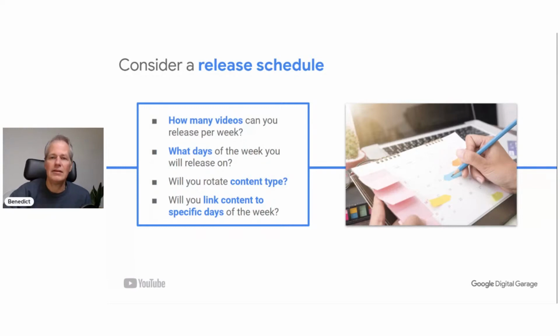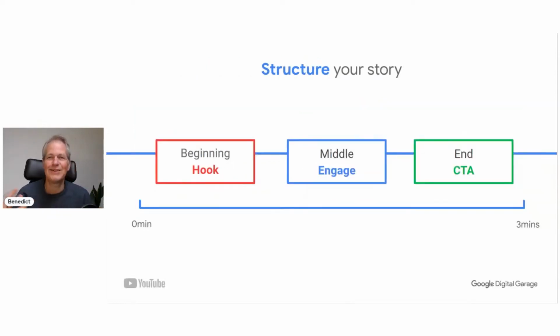And will you rotate content type? Some creators rotate content types throughout the week. An example of this would be posting lightweight vlogs, BTS on Tuesdays, and then higher production value sketches on Fridays, for example. And will you link content to specific days of the week? Tech review Tuesdays, fun facts Fridays. I don't know. So you create what you want to use there according to the day.